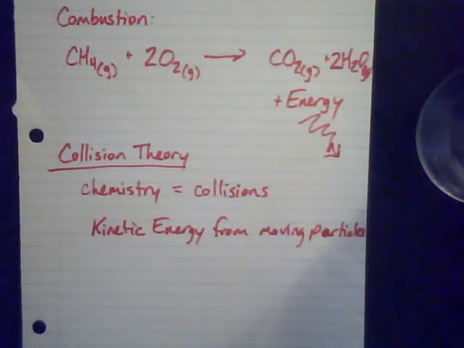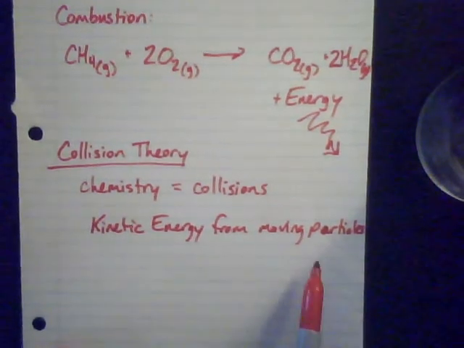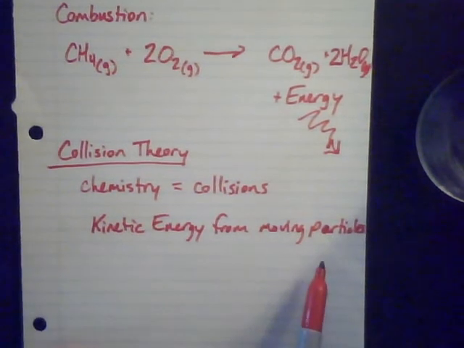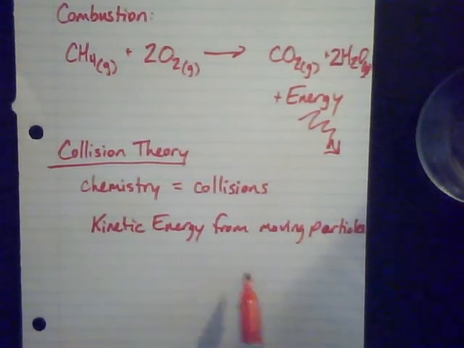Now, if we have multiple particles that are also in motion, then they have their own inherent energy from moving around, and so that all just kind of builds on itself. If these molecules collide together with sufficient energy, then chemistry can occur, and that's kind of the heart of collision theory, is that the kinetic energy from moving particles can cause chemical reactions to happen. And there's a minimum amount of energy that's required.